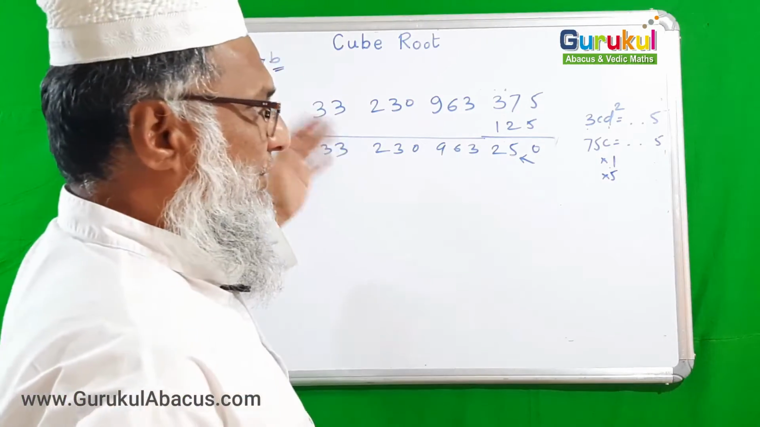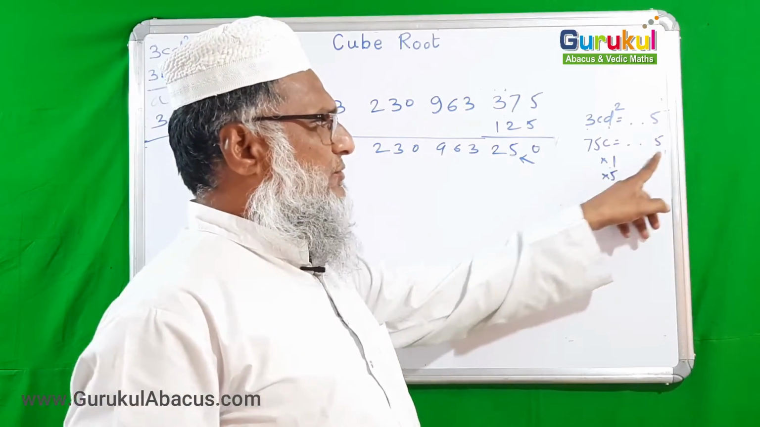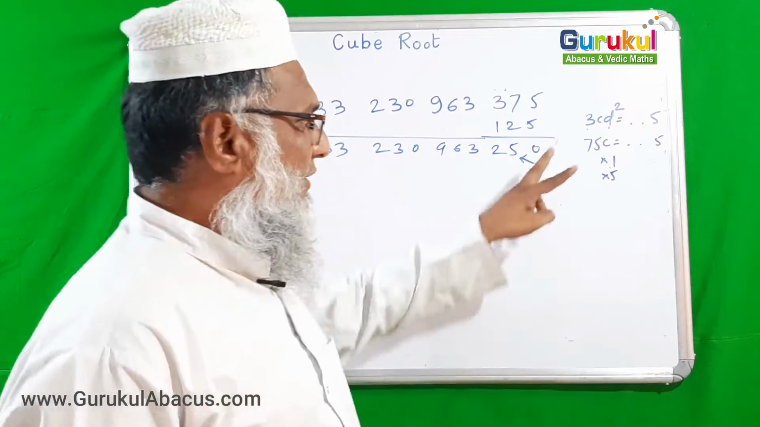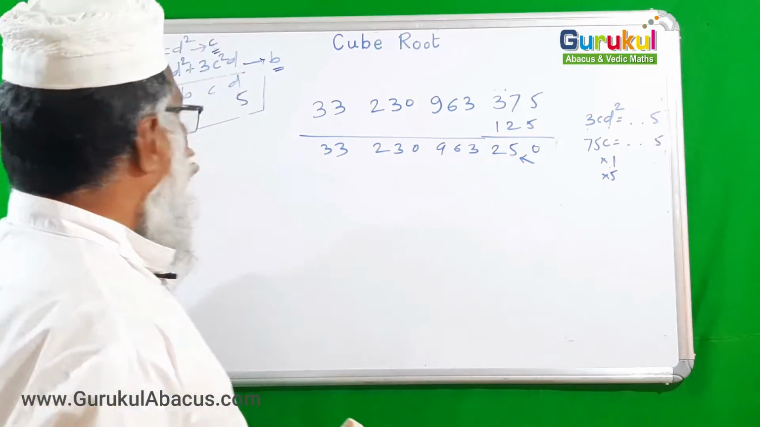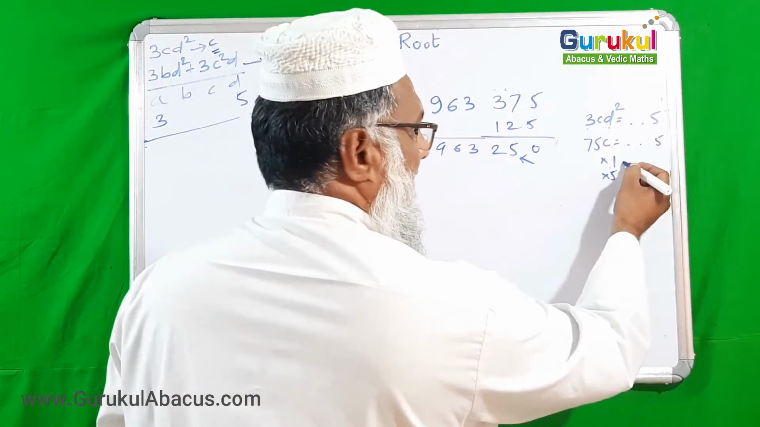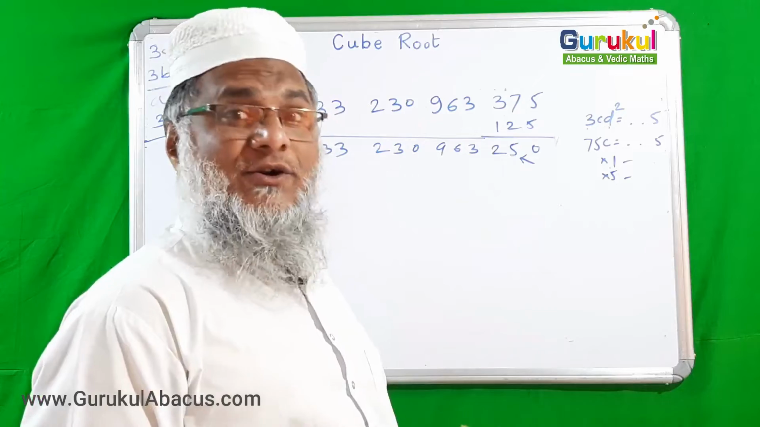In the previous examples, only one possibility was coming. Here there are two possibilities. So what can we understand? Our C could be 1 or C could be 5. So then what to do?